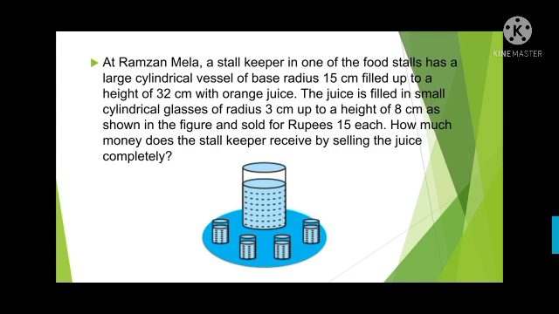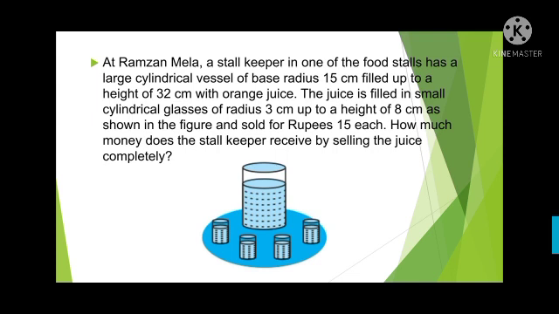So first, we are required to find the volume of the large cylindrical vessel. So we are given the units of radius and height, and both are in centimeters. So there is nothing to convert. So first we have to write them. The second step is the juice is filled in small cylindrical glasses of radius 3 cm. So we have to calculate the volume of these small glasses after calculating the volume of the bigger vessel.